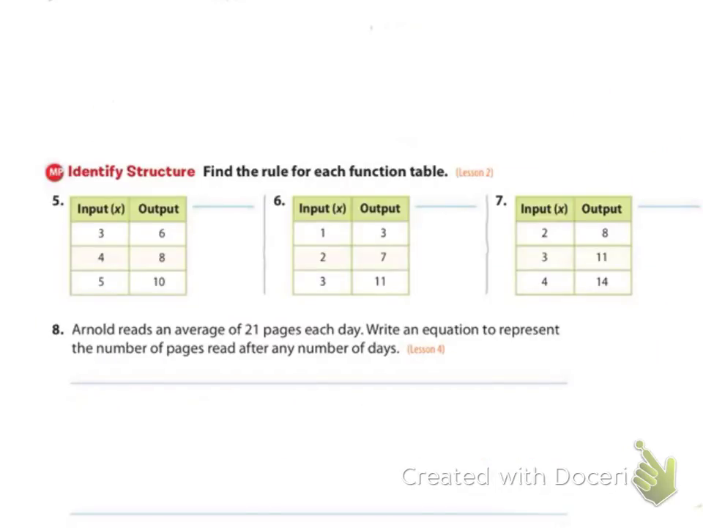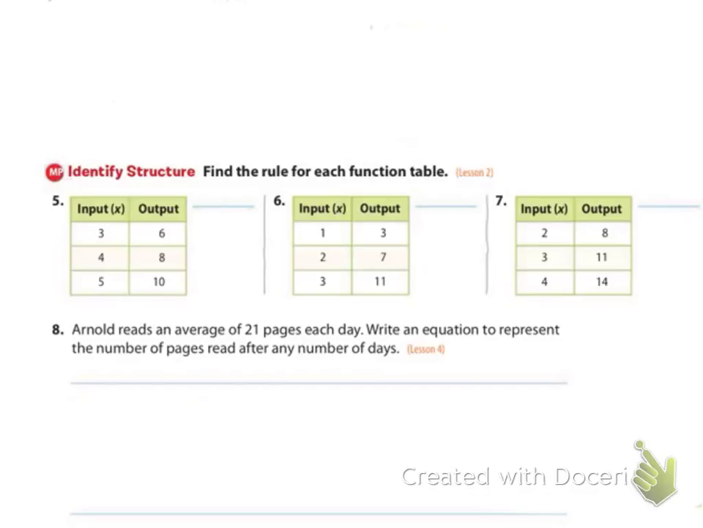Okay, going on to numbers 5, 6, and 7 on page 614. Identify the structure is the mathematical practice. The directions are to find the rule for each function table. And you're going to write the rule as an expression. So you have the input column, you have the output column. You have to move from left to right, going down the table to see.